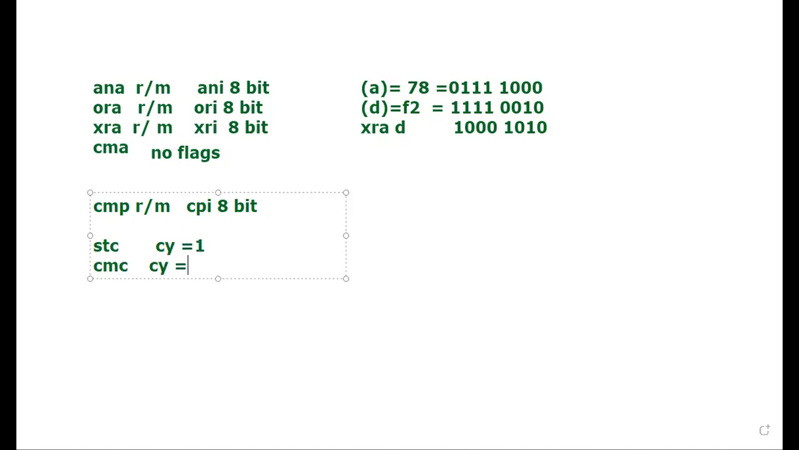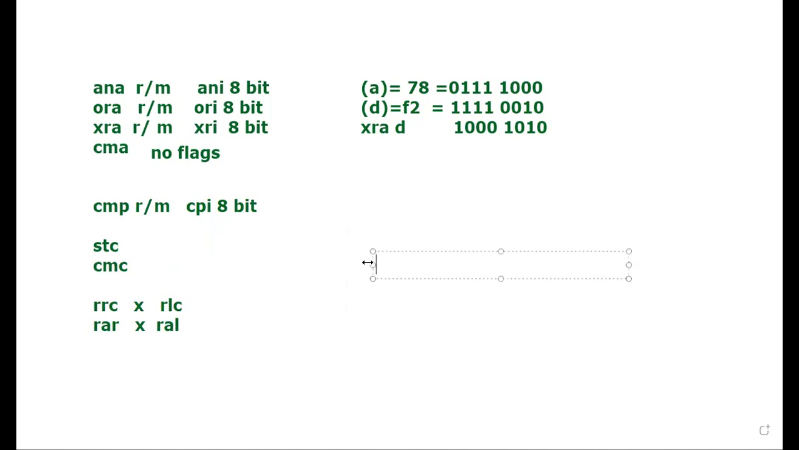So if carry is 1, carry becomes 0. If carry is 0, carry becomes 1. That is nothing but your complement carry. Only the carry flag is affected by STC and CMC. It is an implicit addressing mode. RRC exactly opposite is RLC. RAR exactly opposite is RAL. Rotate accumulator right, rotate accumulator left, rotate accumulator right through carry, rotate accumulator left through carry.